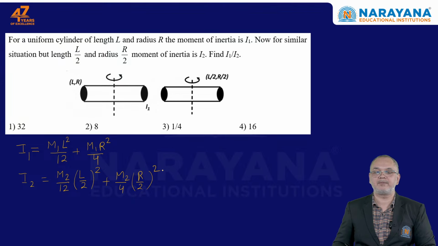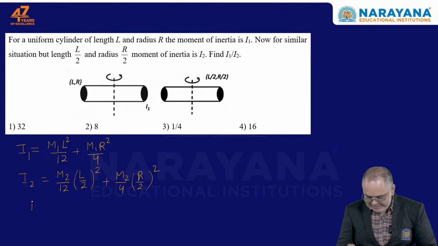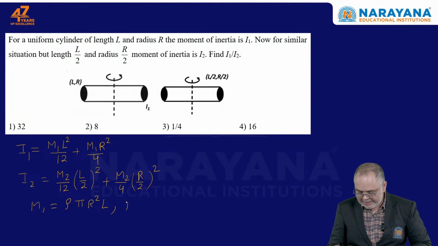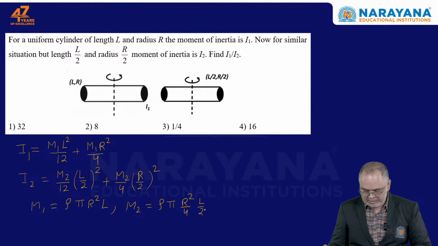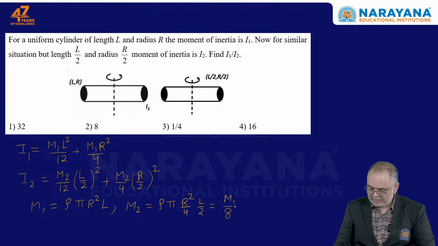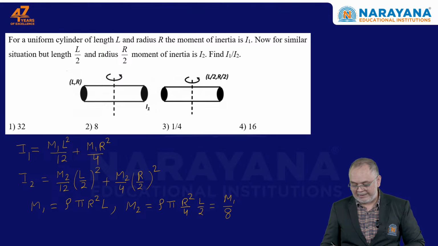So these are the two moments of inertia. We can take the ratio of these two. Further, we can relate the masses m1 and m2. m1, I can write, density into volume, rho into pi r square L, and m2 we can write rho into pi (r by 2) radius, so r square by 4 into L by 2. So this will be equal to what? m1 by 8. So we have the m2 and m1 ratio also.